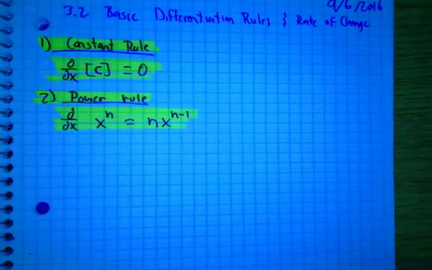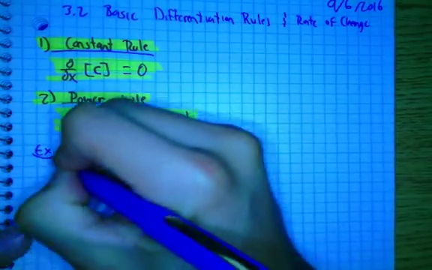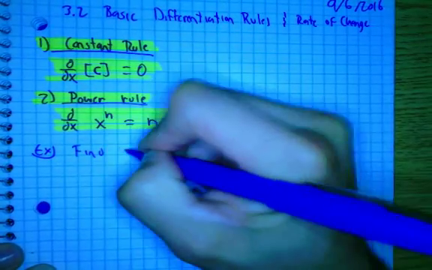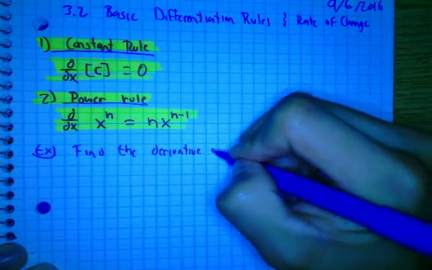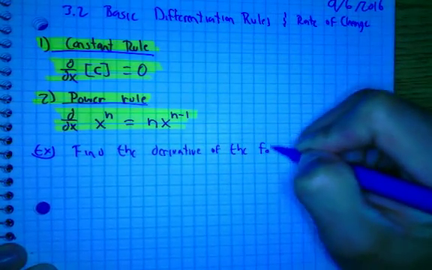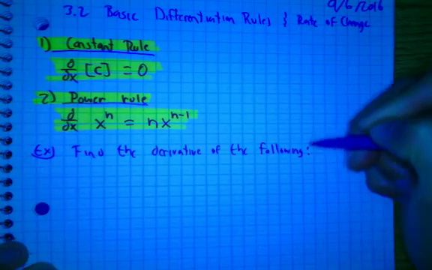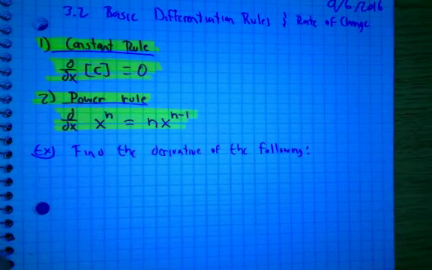So let's try an example. It says, find the derivative of the following. Notice that I am not telling you to use the rules. Notice that I am not telling you to do anything in particular. You can use the definition if you want to, but at this point, honestly, it'll save you a lot more time if you go straight to the rules that we have.